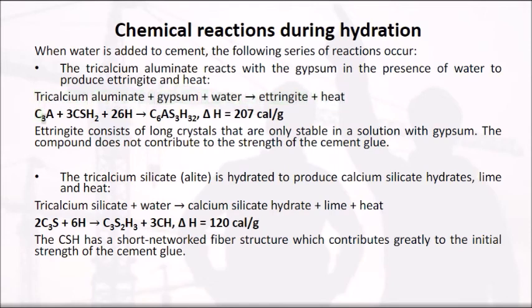C3A + 3CSH2 + 26H → C6AS3H32, ΔH = 207 cal/g. Ettringite consists of long crystals that are only stable in a solution with gypsum. The compound does not contribute to the strength of the cement glue.